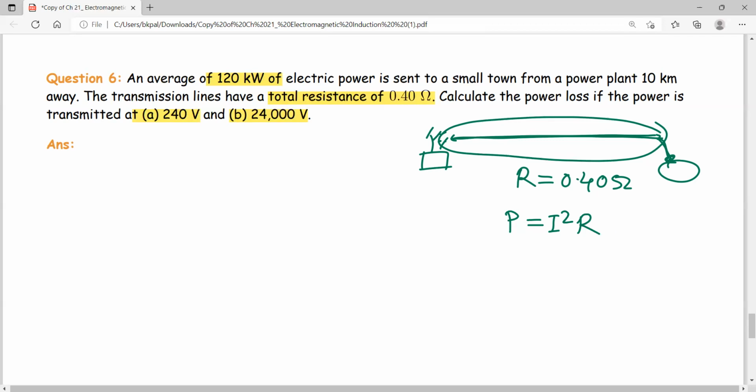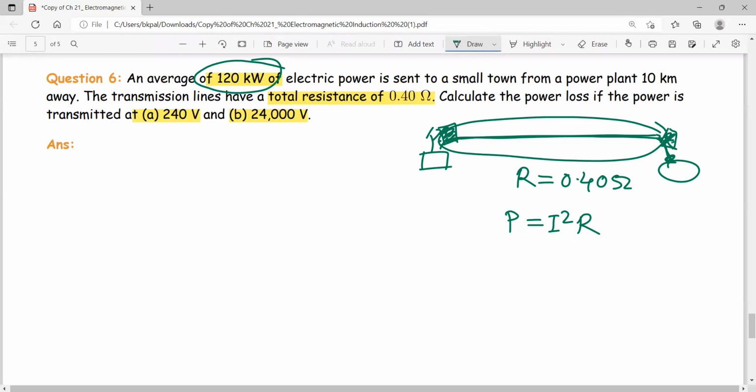Okay, if I want to calculate I, we can do something like this. So you see that the given power is this. Normally we use a transformer here, from the power plant to the power line, and then another transformer here.